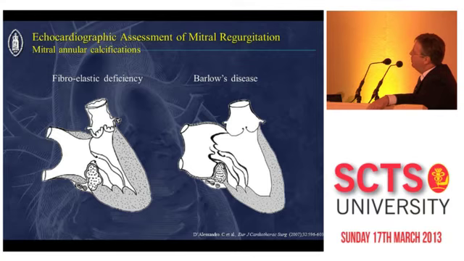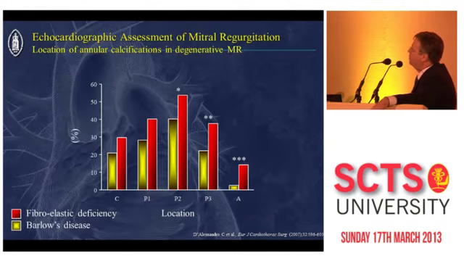So in Barlow disease, it is relatively easy to decalcify. It's much more complicated to decalcify in patients with fibroelastic deficiency. This is the location of these calcifications in Barlow disease and fibroelastic deficiency. You see that they are more often located at the level of P1, P2, and P3, with a predominant incidence at the level of P2.